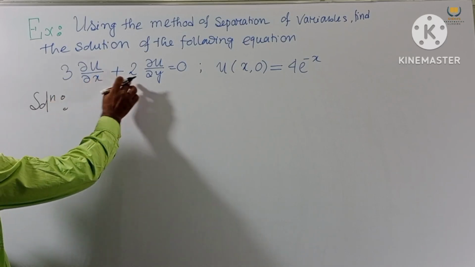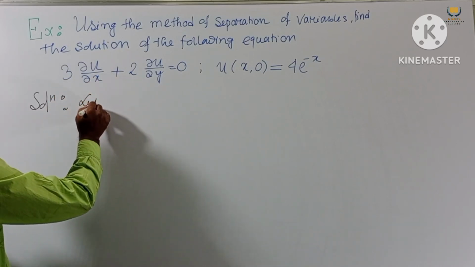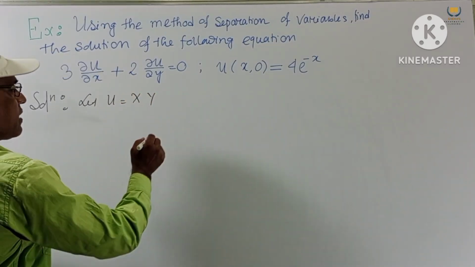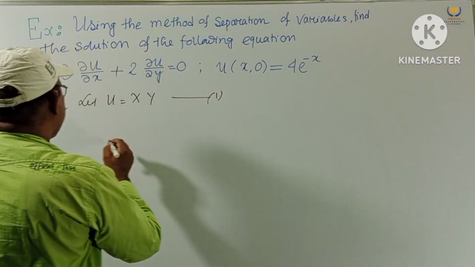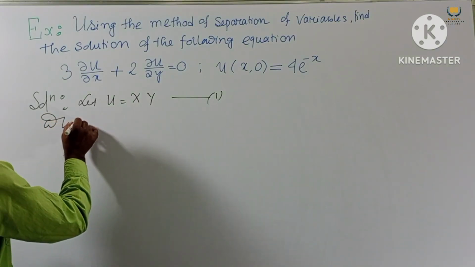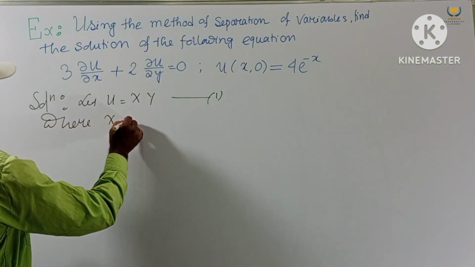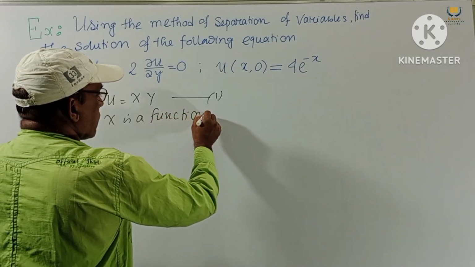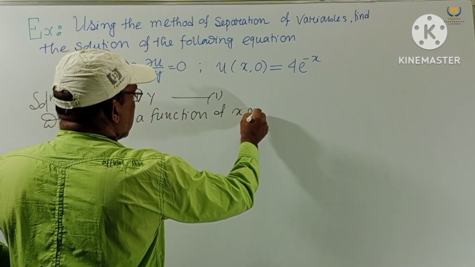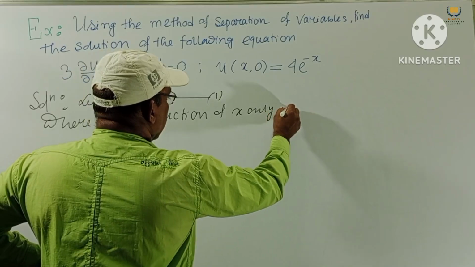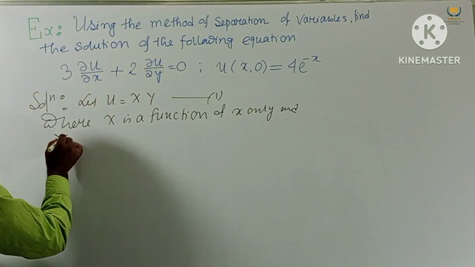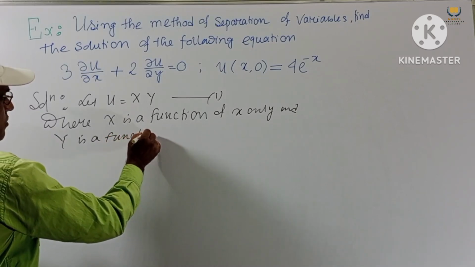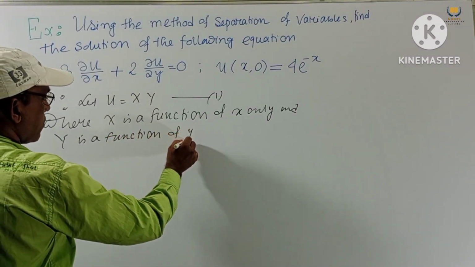So here also we get x and y. So let u equal to capital X times capital Y. This is number 1, where capital X is a function of x only and capital Y is a function of y only.